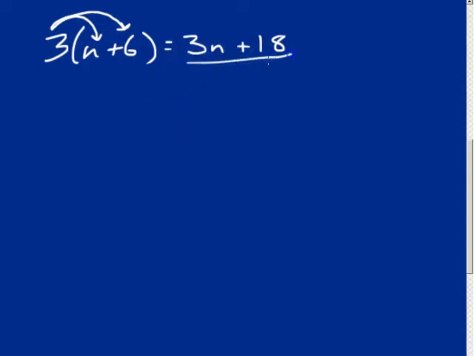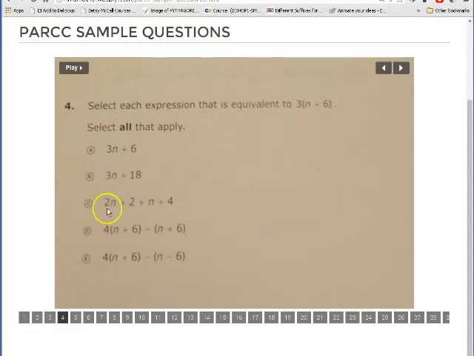So this is what you want to remember here as we move forward in this problem. You're not going to want to have a value of 6 being added to anything. You want to have the value of 18 and you want to have 3n. So those are your two terms that we're comparing. So let's look at these other ones.